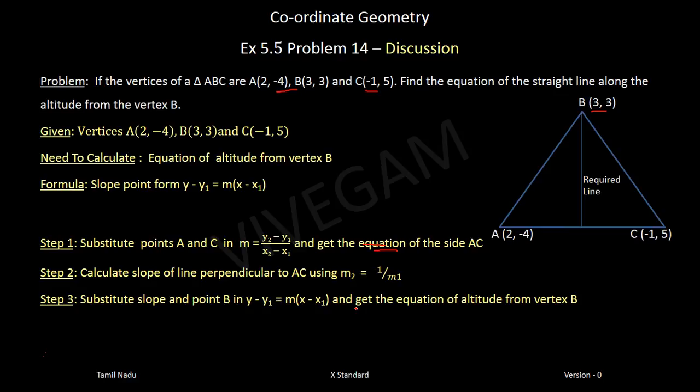Then you have the slope of the required line, which is calculated in step 2. You already have one point on it, which is x1, y1. Using those two pieces of information in the slope point form, y minus y1 equal to m into x minus x1, you can get the equation of the straight line. Please pause the video here and try to work this problem on your own, and on completion, come back and check your working against our solution.